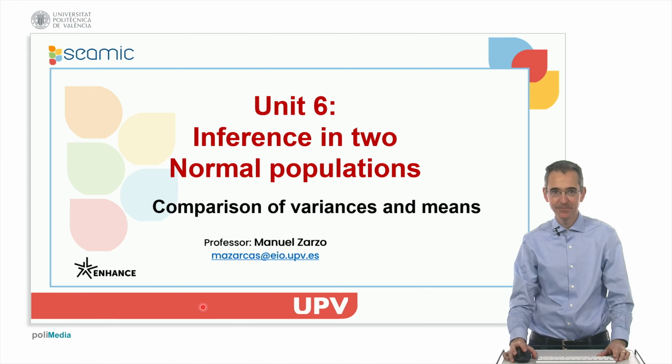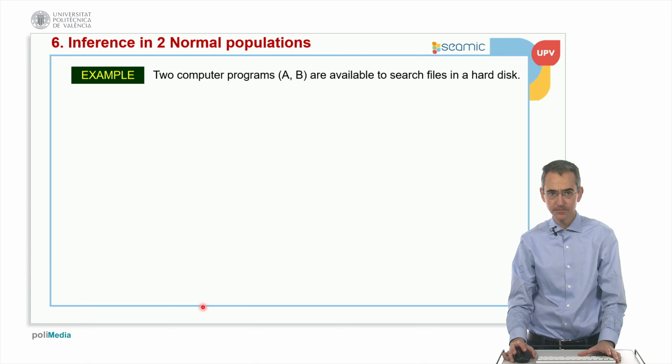Good morning, I'm Manuel Zarzo, and here today in Unit 6, Inference into Normal Populations, I will talk about the comparison of variances and means. And I will work with the following example.